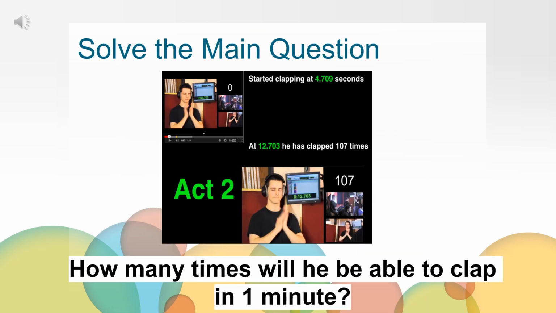Now that you have this new information, try to solve the problem. Use your paper, pencil, and a calculator if needed. Remember, his clap doesn't start till around 5 seconds, and that he claps 107 times in about 13 seconds. Also, use what you know about unit rates to help you. Start working on the problem now.